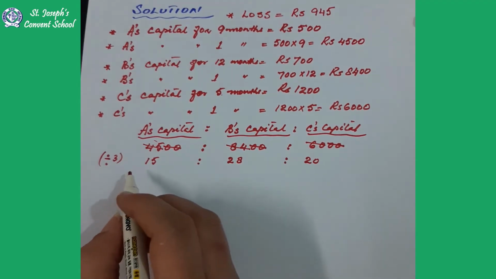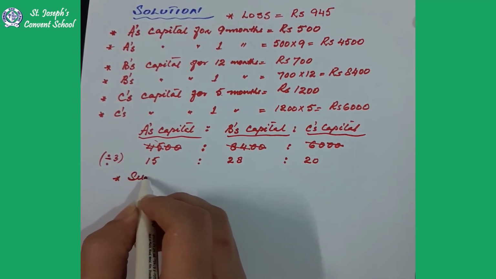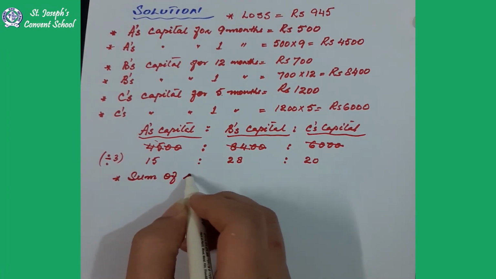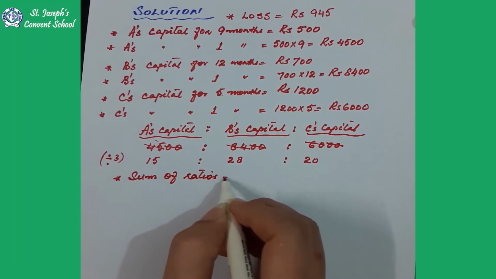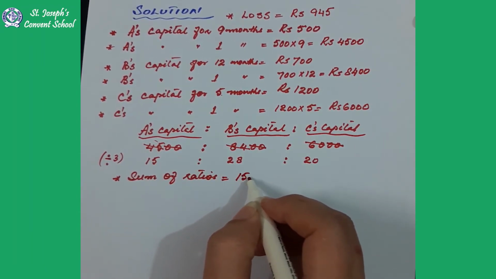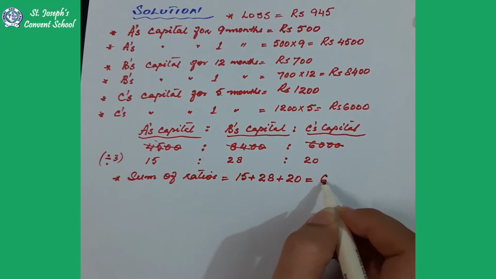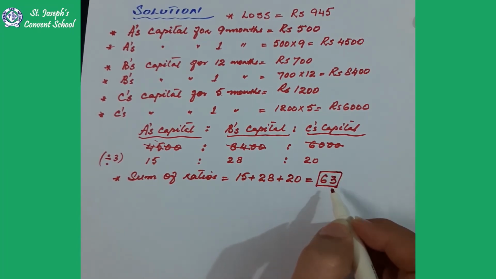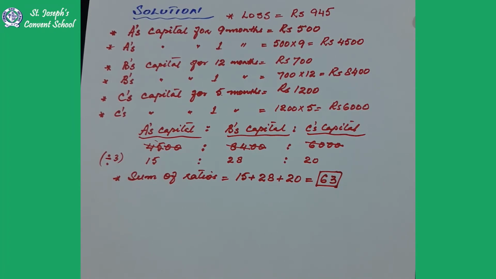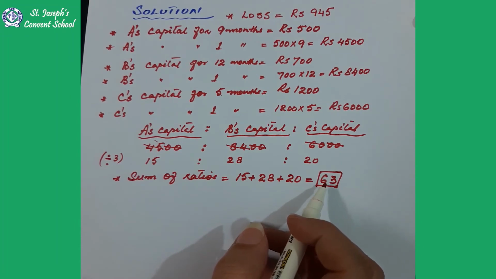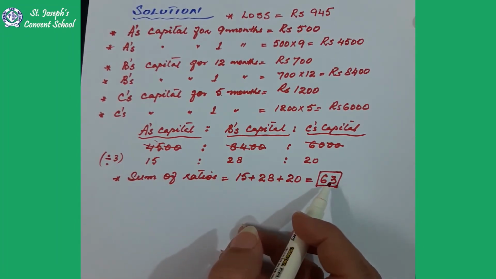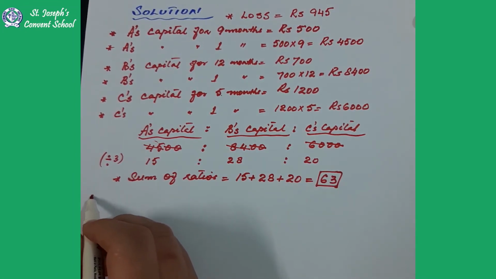Okay, let's find sum of ratios. Sum of ratios equals, add all three of them, 15 plus 28 plus 20. So the sum of ratios is 63. Now we will find each one's share in the loss, one by one. Same method: 15 divided by 63 into loss, 28 divided by 63 into loss, and 20 divided by 63 into loss. One by one we'll find.